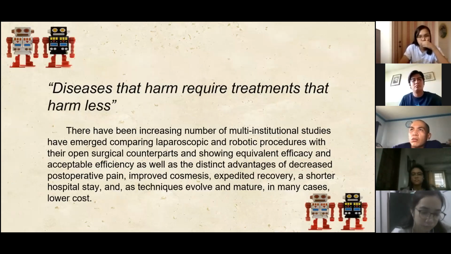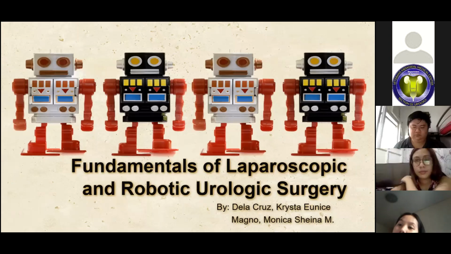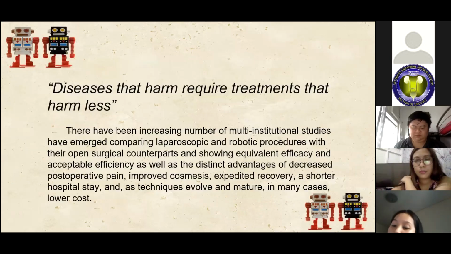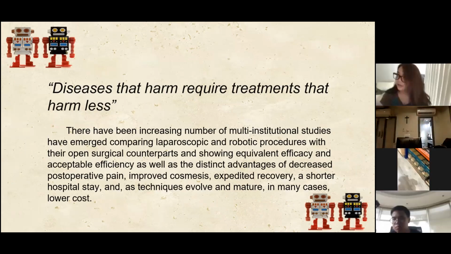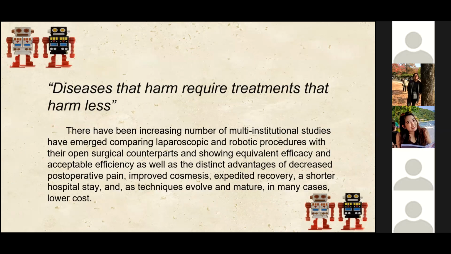Today we will be discussing the fundamentals of laparoscopic and robotic urologic surgery. Diseases that harm require treatments that harm less. That's why an increasing number of multi-institutional studies have emerged comparing laparoscopic and robotic procedures with their open surgical counterparts, showing equivalent efficacy and acceptable efficiency, as well as the distinct advantages of decreased post-operative pain, improved cosmesis, expedited recovery, a shorter hospital stay, and, as techniques evolve and mature, in many cases, lower cost.